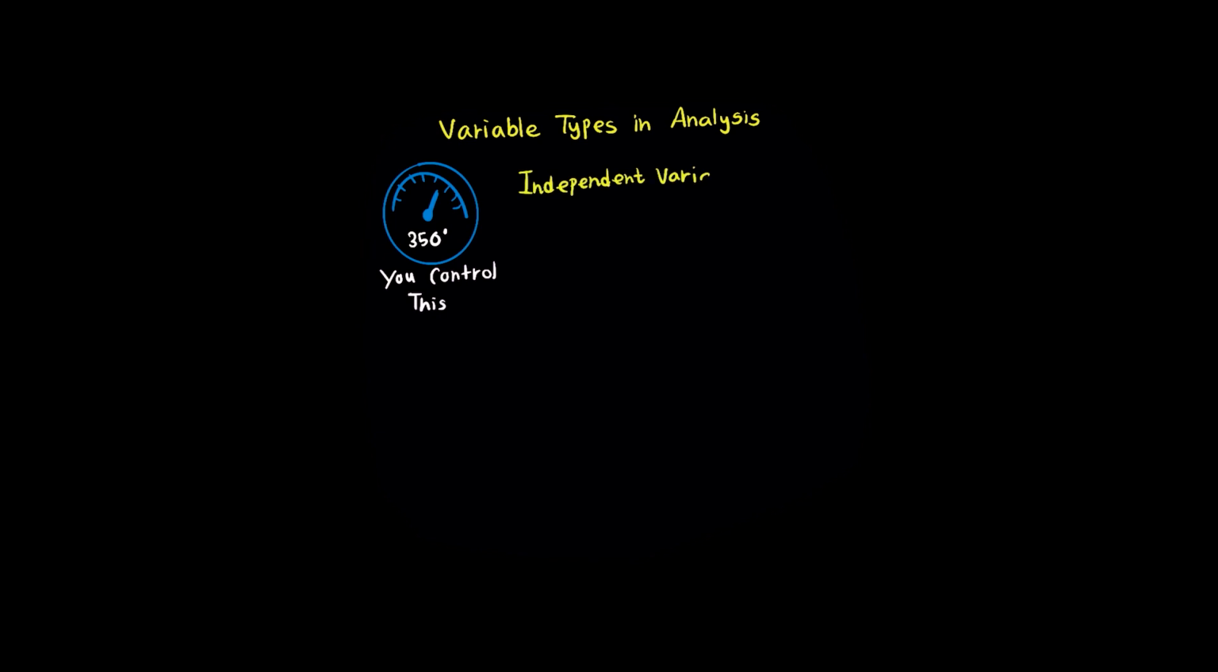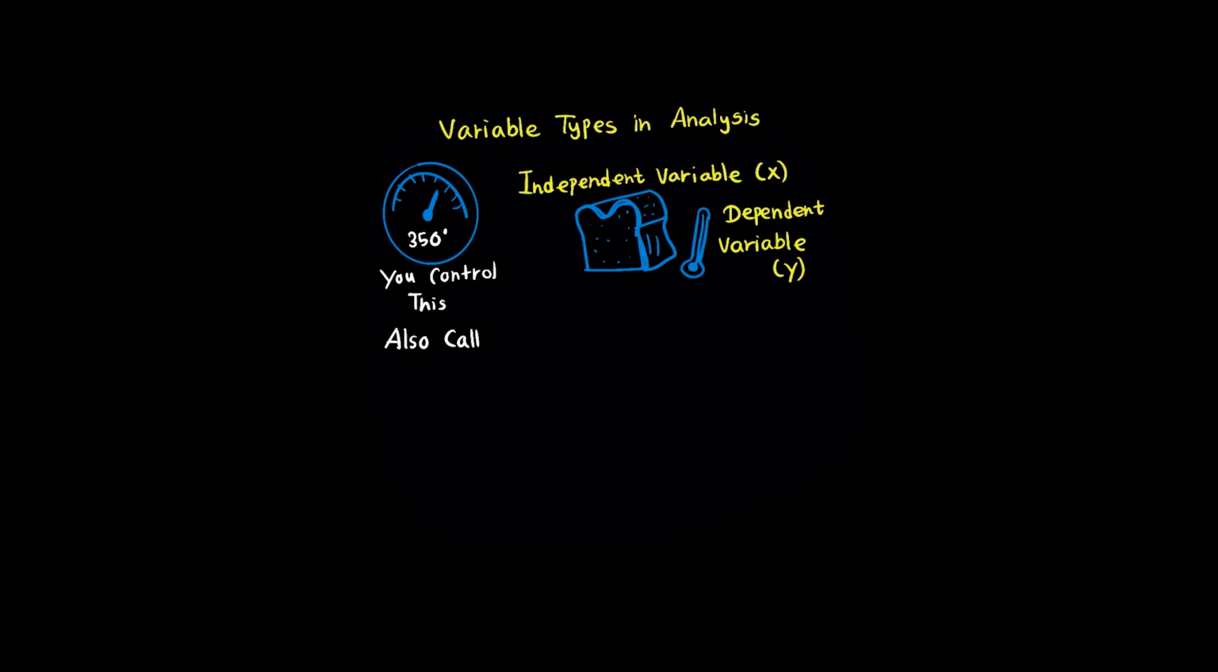Understanding variable types is fundamental to quantitative analysis. Let's clarify dependent versus independent variables with a simple example. Think of baking bread. The oven temperature is something you control. That's your independent variable. But the bread's internal temperature, that responds to your oven setting. That's your dependent variable. The dependent variable literally depends on the independent one. It responds to changes, which is why it's also called the response variable.